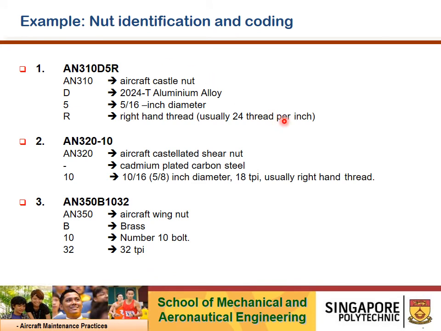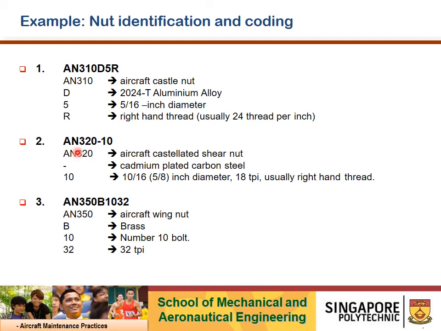Nut identification and coding is almost the same as the part number for the bolts. So we have the AN series. AN310 represents a castellated nut, where D represents the type of material, and 5 is the diameter, which is 5 over 16, quite similar to the bolt. It works as a pair, where R represents right hand threaded parts, and 24 threads per inch is stated here.